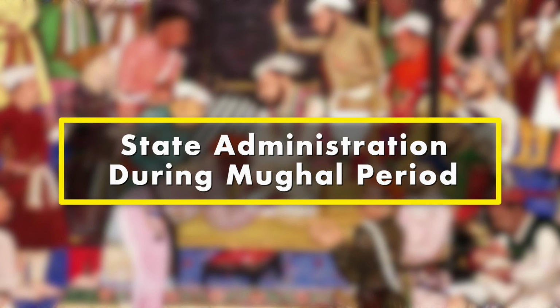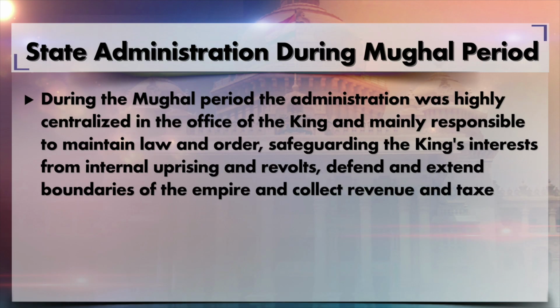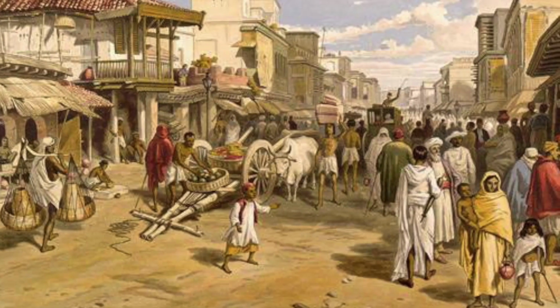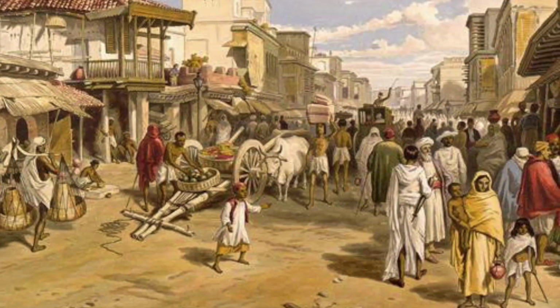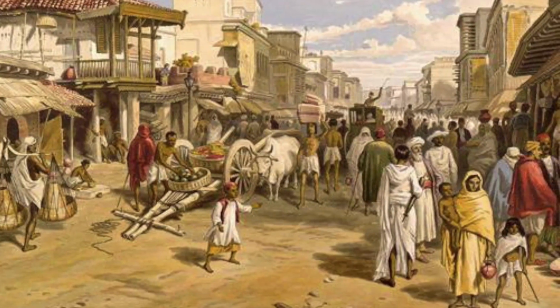Let's now discuss the state administrative system during the Mughal period. During this period, the administration was highly centralized in the office of the king. He was mainly responsible for maintaining law and order, for safeguarding the king's interest from internal uprising and revolt, to defend and extend the boundaries of the empire, and to collect revenue and taxes.